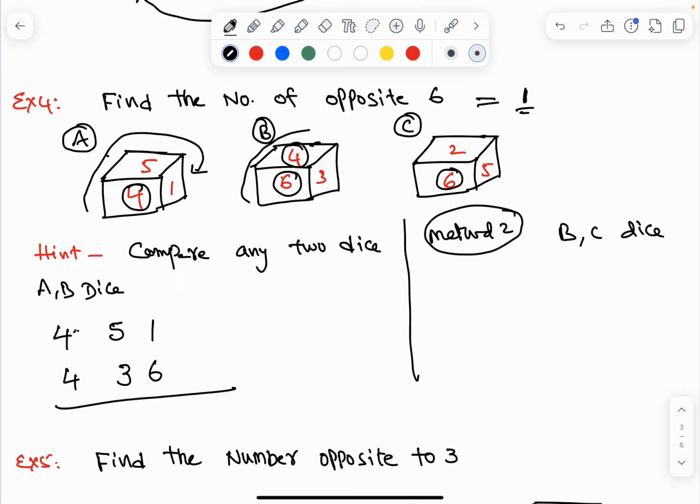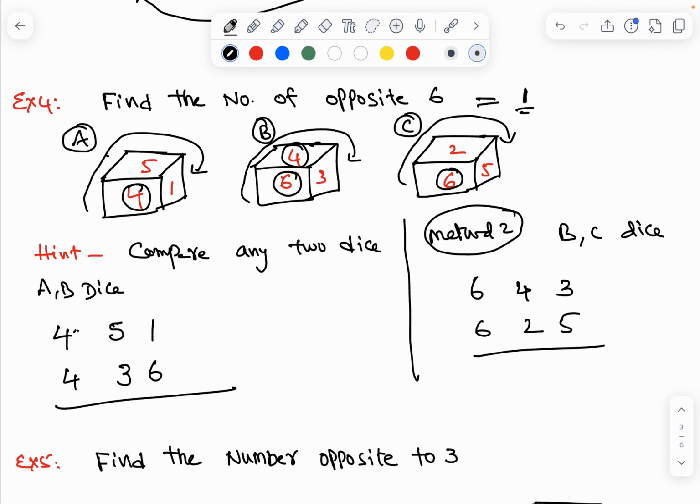Therefore, from 6 like this: 6, 4, 3. And 6, 2, 5. 4 is opposite to 2. 3 is opposite to 5. There is only one number missed. What is the number? 1. Therefore, 6 is opposite to 1.